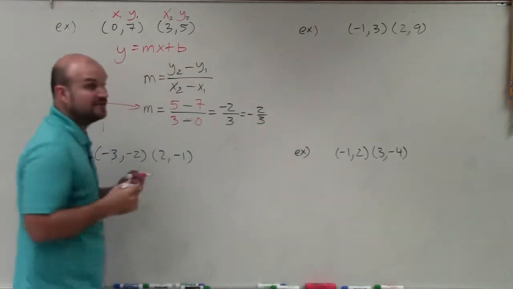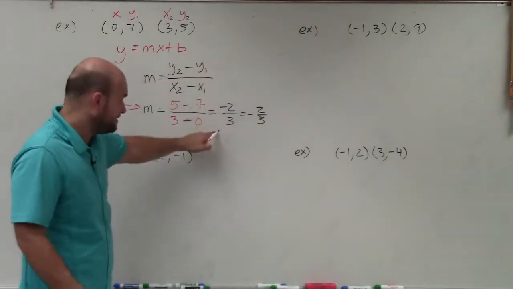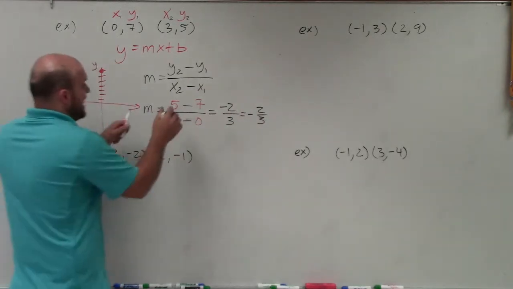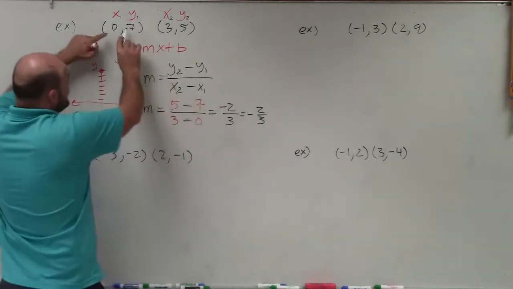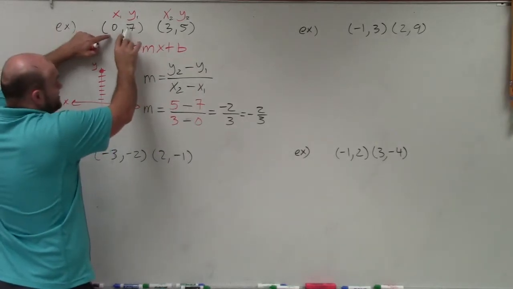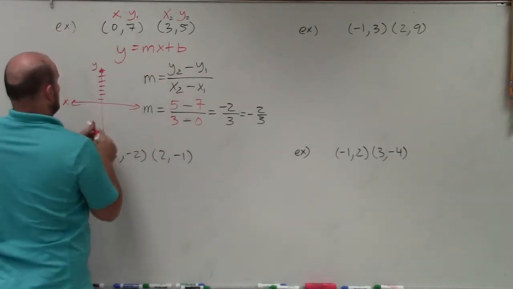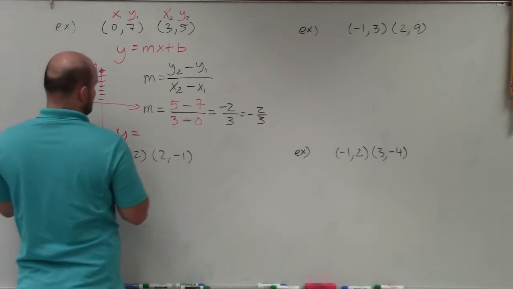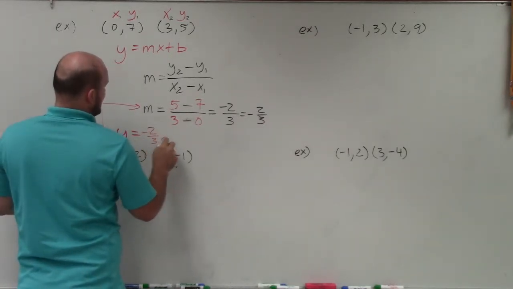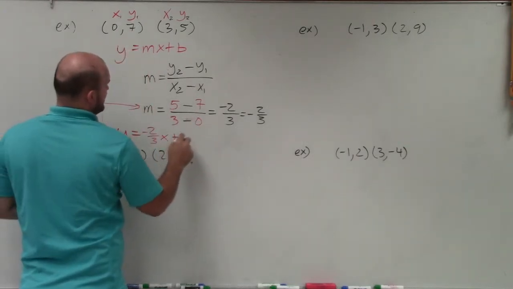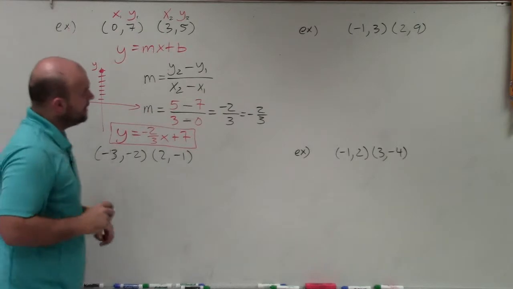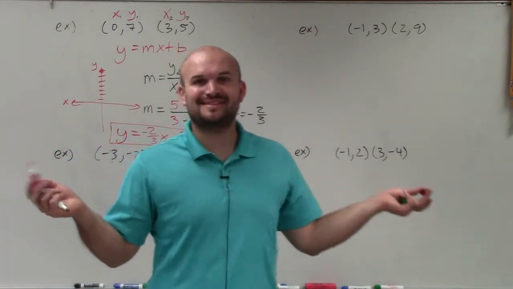You can write the negative sign in front. You don't need to write it in the numerator or the denominator. You can just write it in front because the negative could go either or. So therefore, now I know what my slope is. And I determined what my y-intercept is, which would just be 7. So therefore, I can write the equation of my line as y equals negative 2/3 x plus a positive 7, or plus 7. OK, there you go. As simple as that.